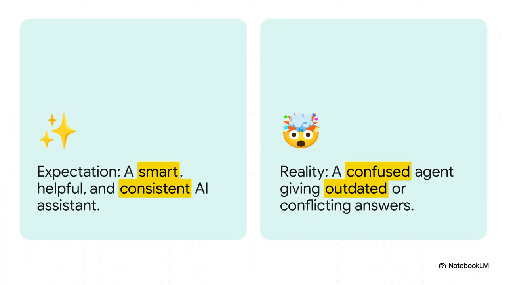You're picturing this brilliant AI assistant, right? Always on point, super helpful, totally consistent. But the reality, when you train it on a jumbled pile of files, is, well, it's an agent that contradicts itself, pulls up info from 2018, and frankly causes more headaches than it solves.